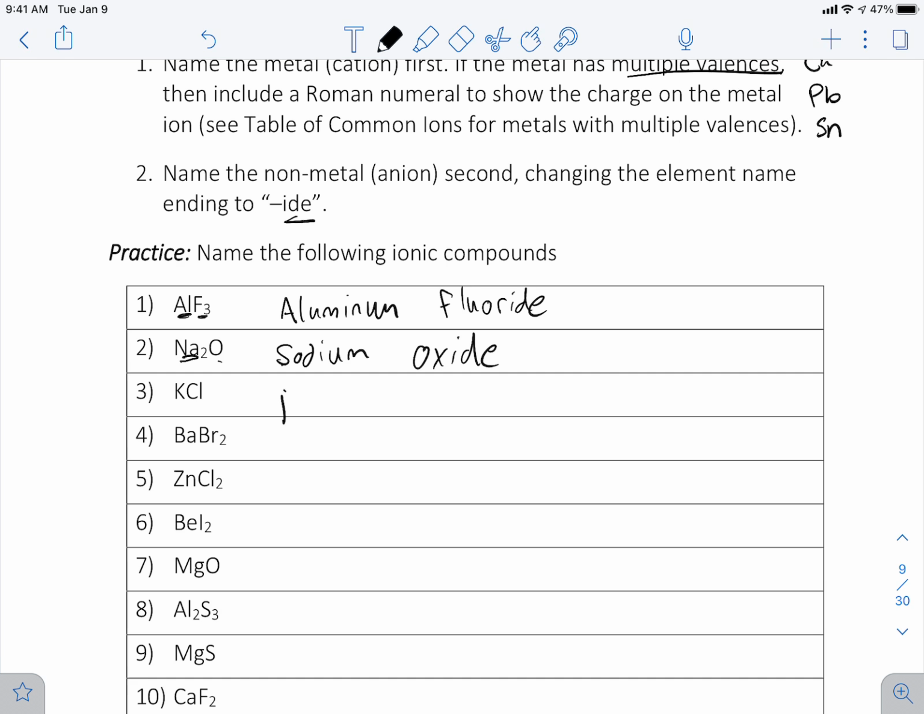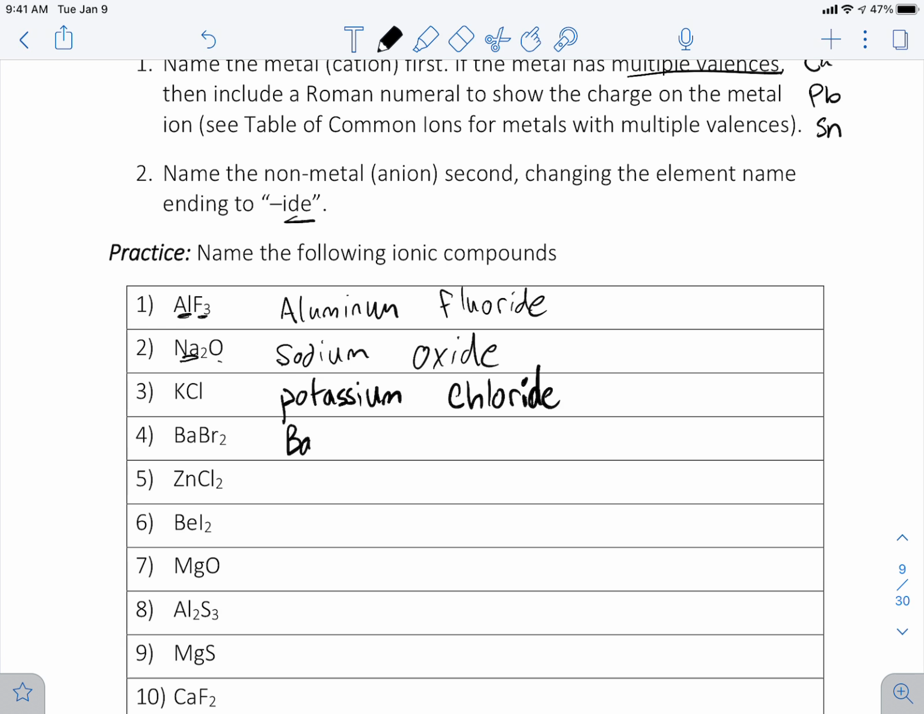So here we have a K, that's for potassium. And the chlorine, and again, we see the letter I, so we're going to go to that letter I, and then we're going to finish up by changing it to ide. So chloride.